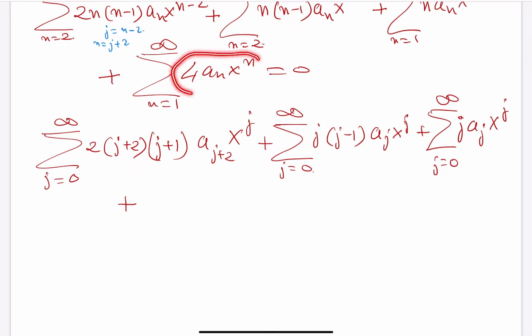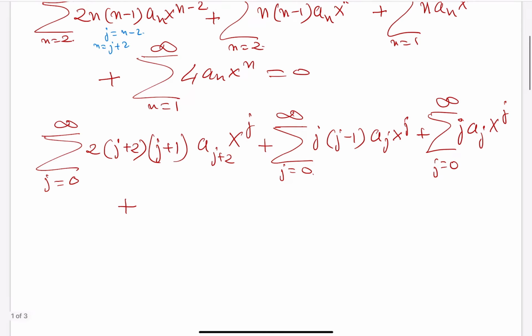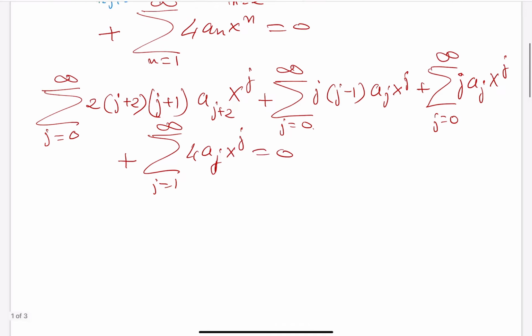Okay? The last one now, you can't start from 0. Why? Because you don't have any n here. There is no n. You have to keep n equal to 1. Again, you can't start at n equal to 0. No, leave it like that. So I can write it down as j equal to 1 to infinity of 4 aj x to the j, equal to 0.